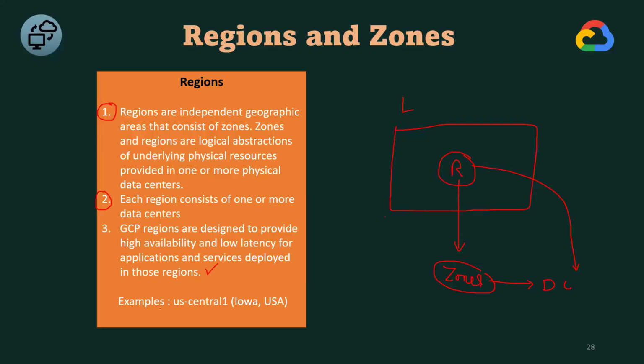Okay, for example, one of the regions in the USA is US Central 1. What is a region? It is an independent geographic area within a location, and it also has a collection of zones. A collection of zones is nothing but a collection of data centers only.